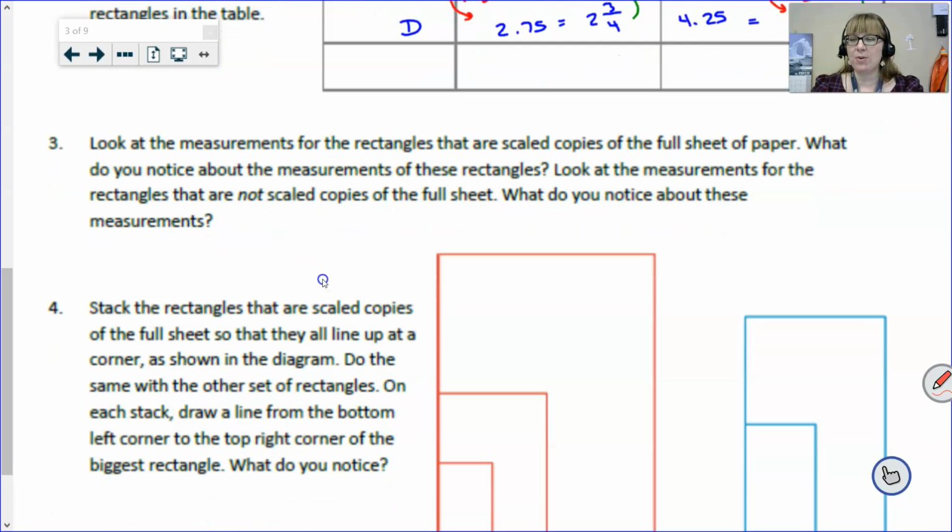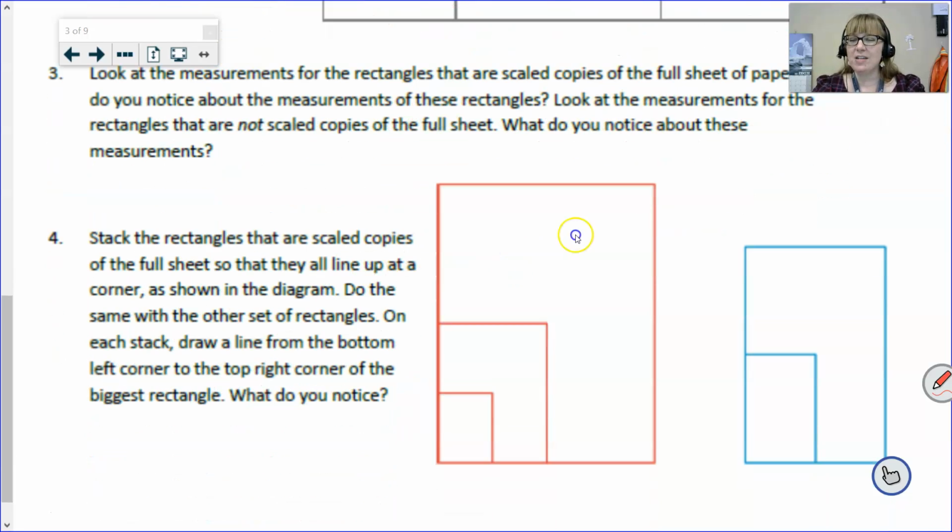And now what I want you to do, I want you to make 2 stacks. We have A, C, and E that were scaled copies, and we have B and D that were scaled copies. Make your 2 stacks just like this, where we're stacking all of those bottom corner pieces all together. Now, using a very long straight edge, meaning a very long ruler, a yardstick, a measuring tape of some sort, I want you to see what happens when we draw a line from the bottom corner to the top right corner.